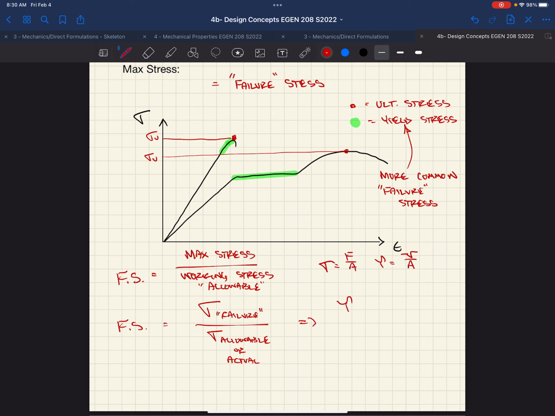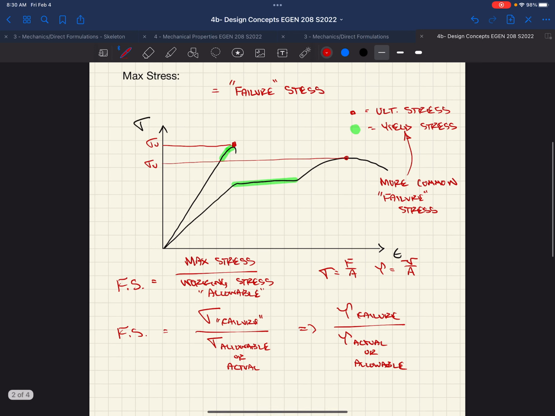Similarly, right, you could do the same for shear. And get the same thing, okay? Any questions on that before we go to example?